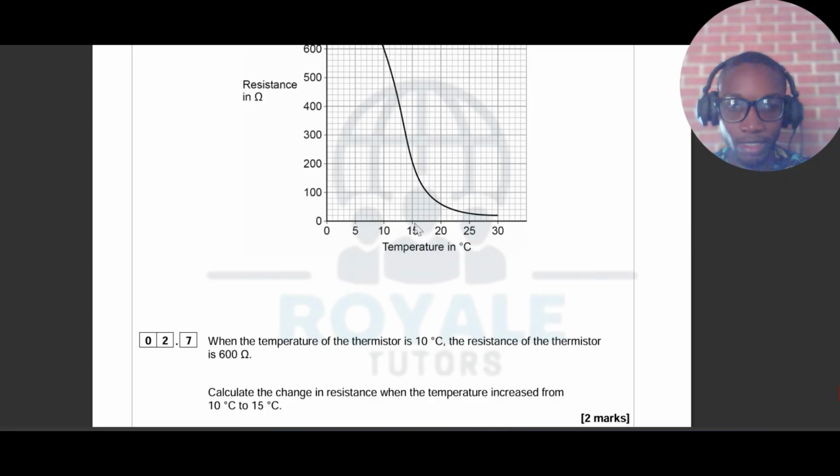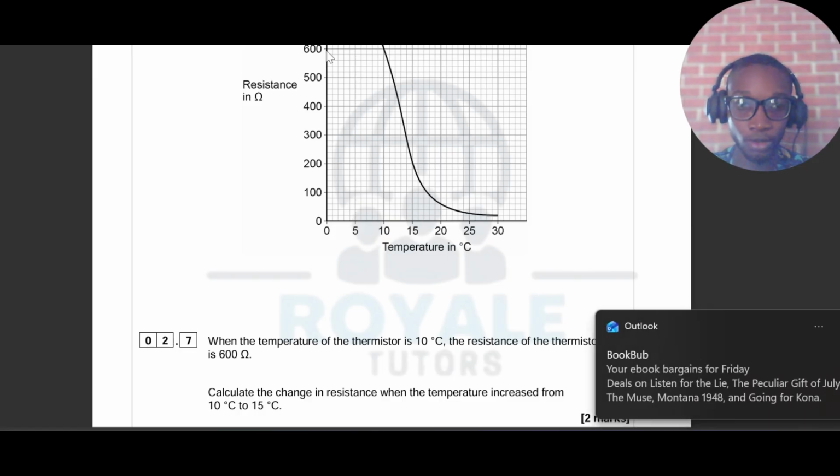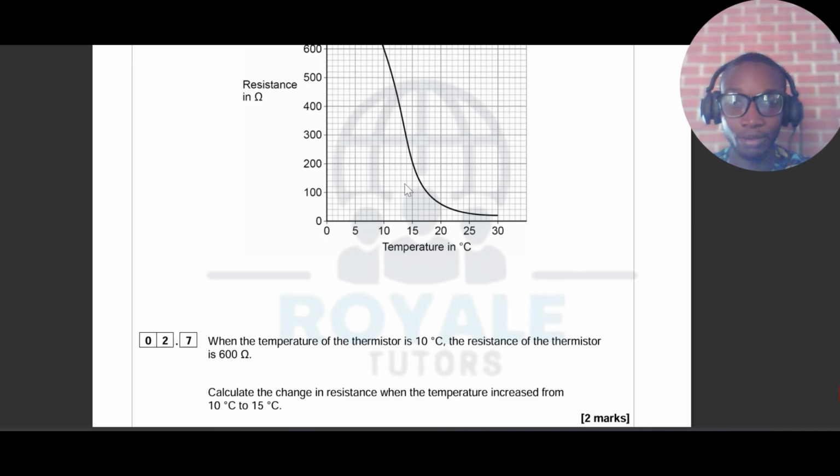So we just have to trace the value of the temperature to the curve, and then trace it to the resistance. For instance, at 10 degrees Celsius, we just follow this line all the way up. This is where it touches the curve. So we take it across to the resistance. That's 600 ohms. It means that at 10 degrees Celsius, we have 600 ohms of resistance. Now at 15 degrees Celsius, if we trace it up to the curve and across again, we have 200 ohms.